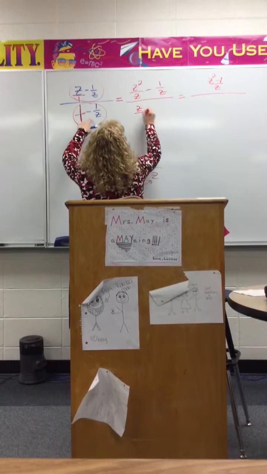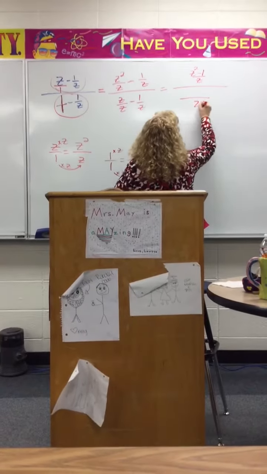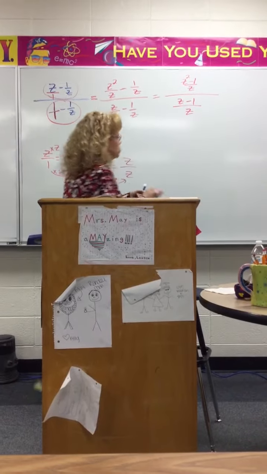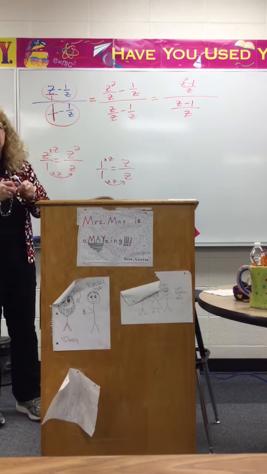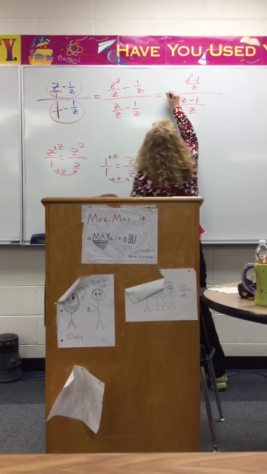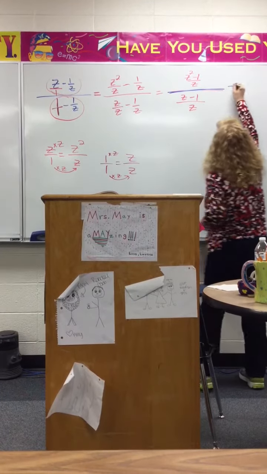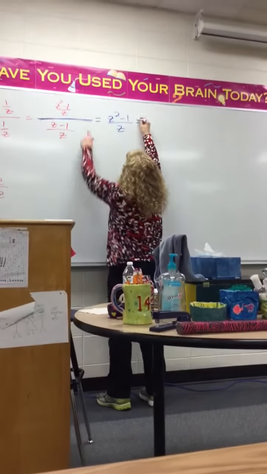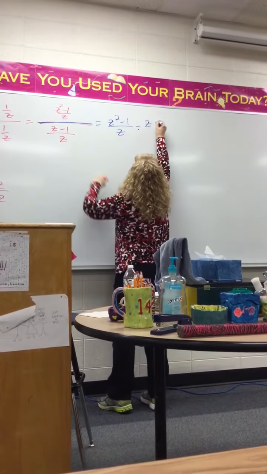So z over z, take away 1 over z. Z minus 1? So I got numerator all together as 1. I got denominator all together as 1. What does this line mean? Divide. So would you agree z squared, here's the top, divided by the bottom.